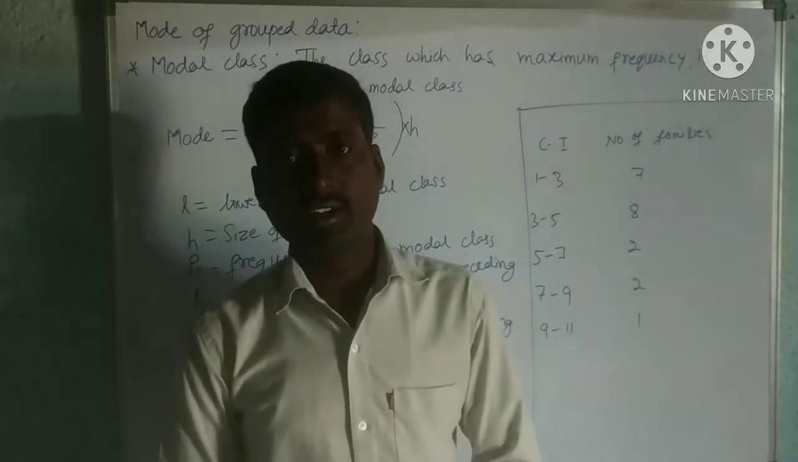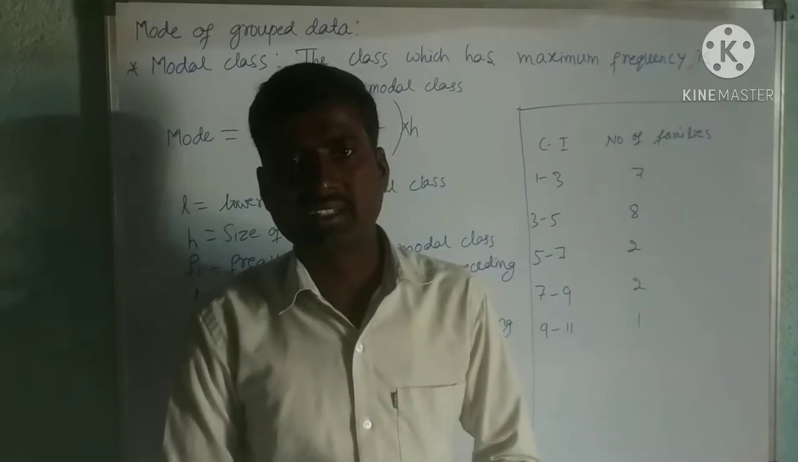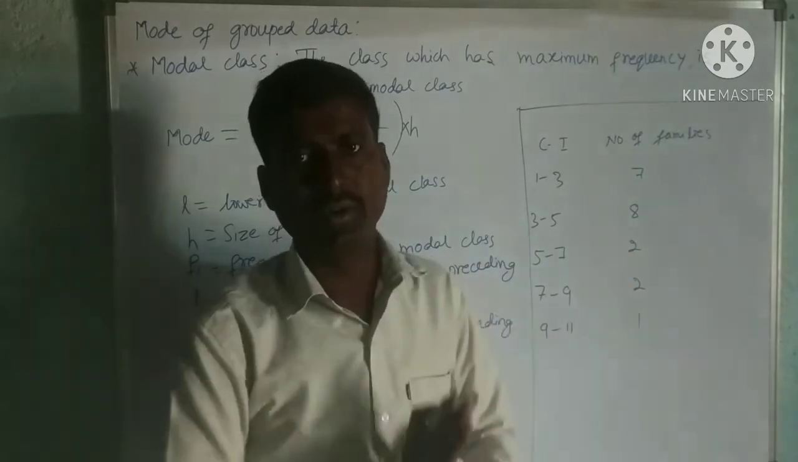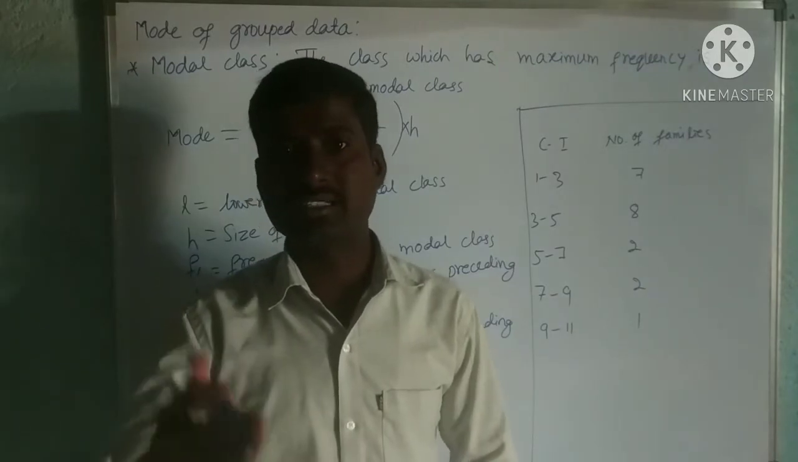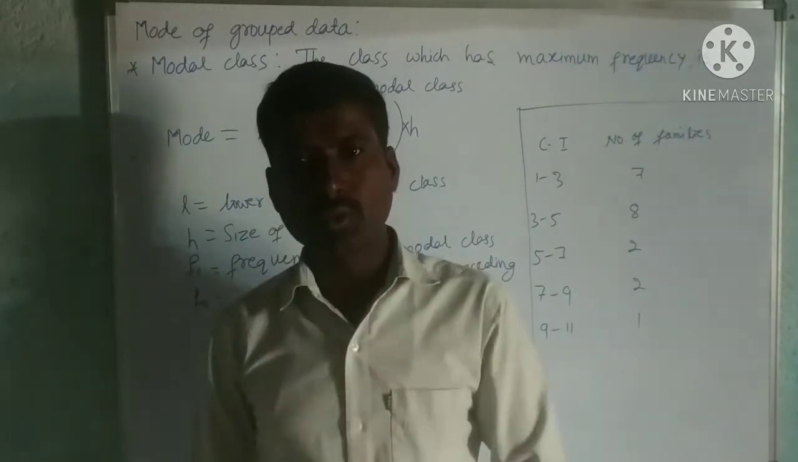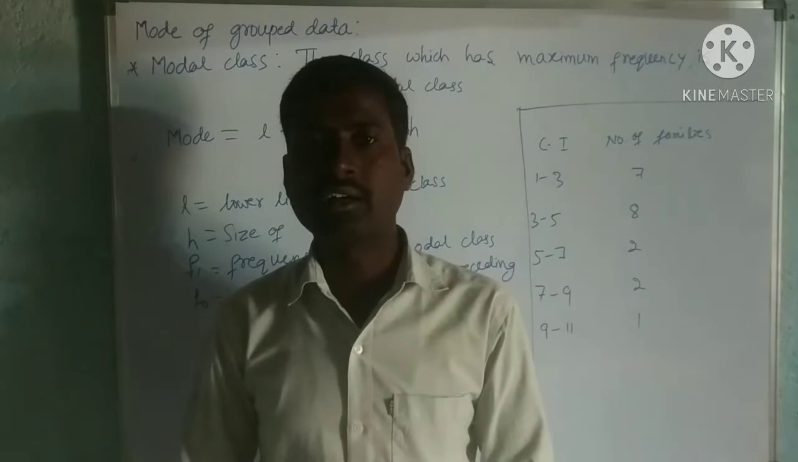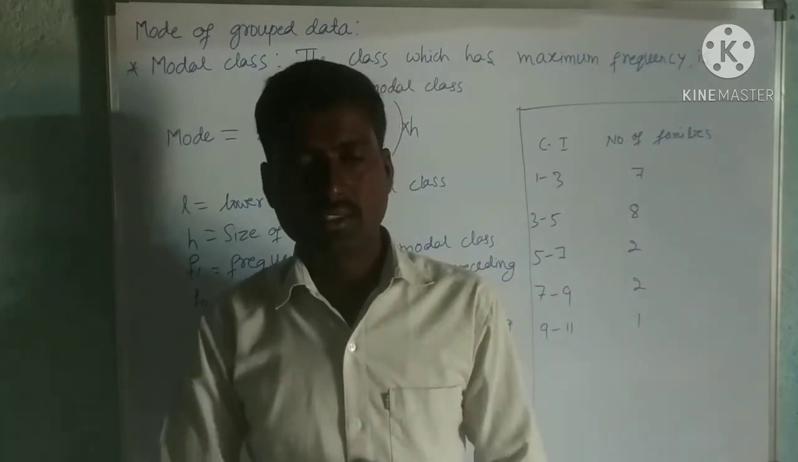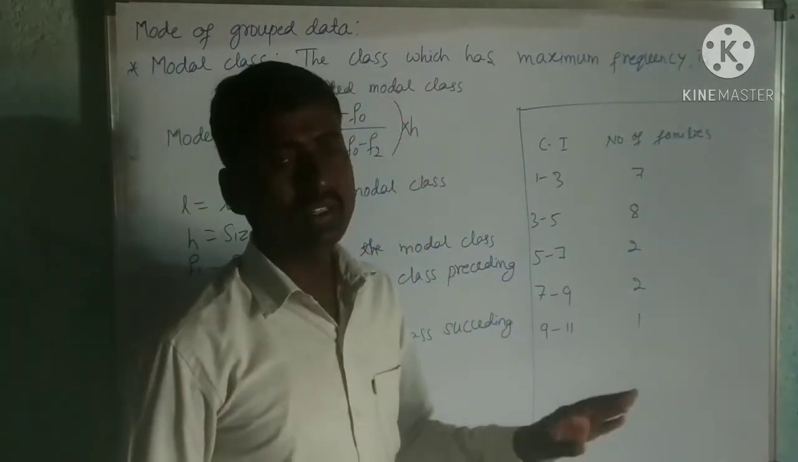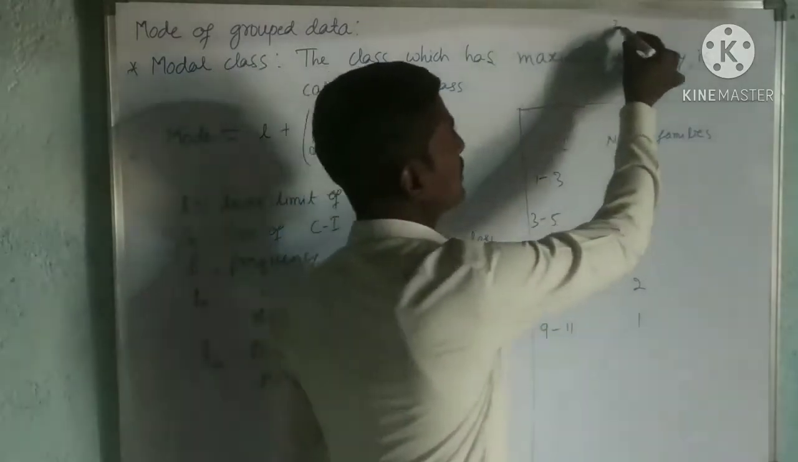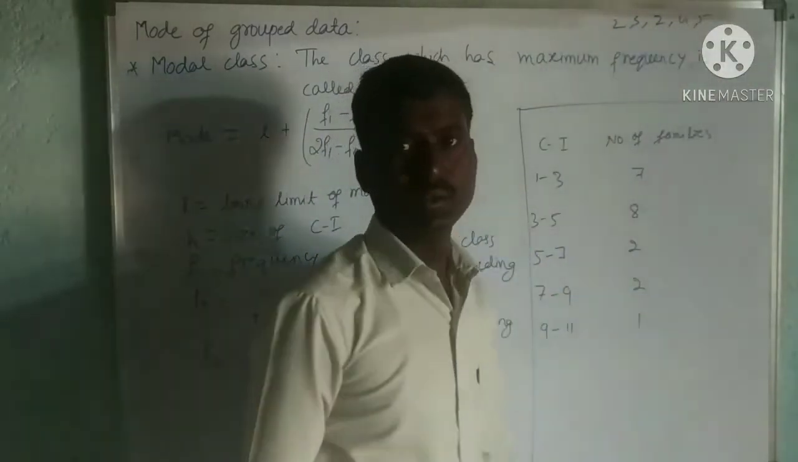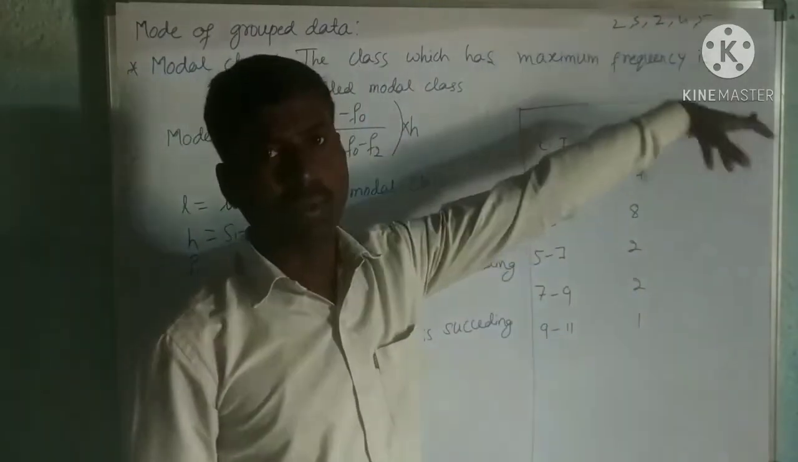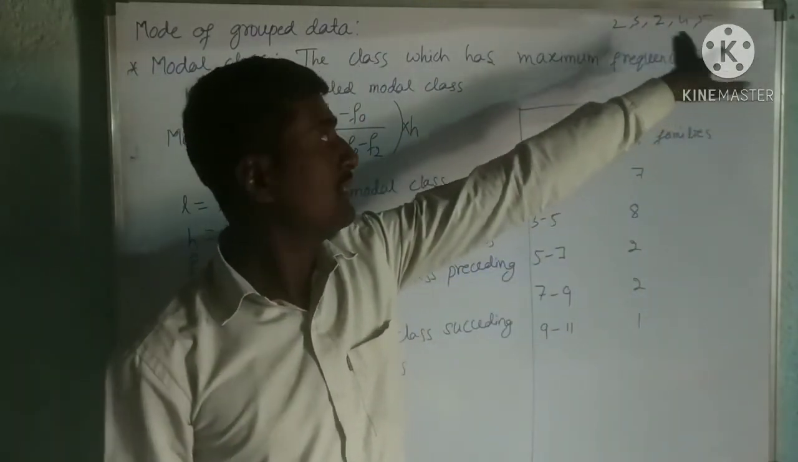Already we have studied how to find the mean by direct method. The first exercise is only for a mean. Now let us move to the second concept, that is mode. For ungrouped data, you already know how to find the mode. Ungrouped data is nothing but some numbers given, like 2, 3, 2, 4, 5, and you have to find the mode. Already we know it.